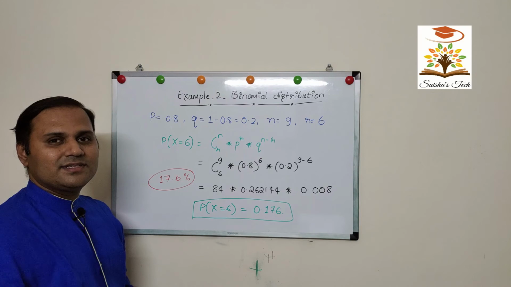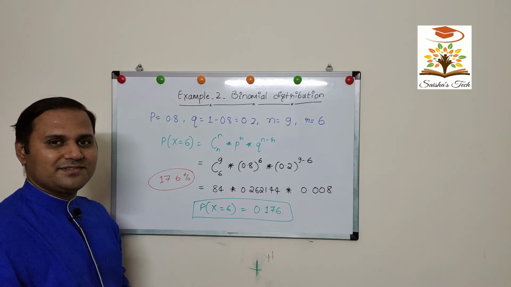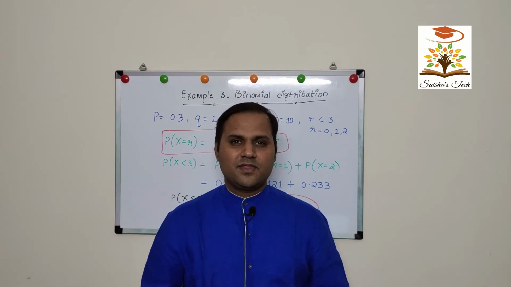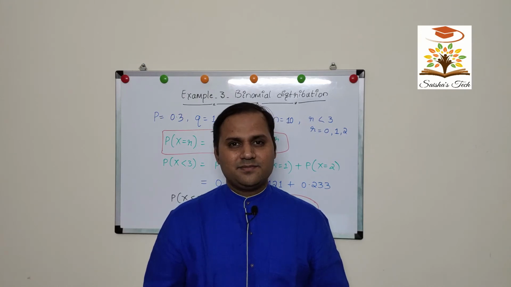Now let us understand the third example of binomial distribution. A person is in a bowling court and the probability of the person knocking all the pins is 0.3. If he has 10 attempts, then we want to understand what is the probability that he will knock all the pins in less than 3 times.